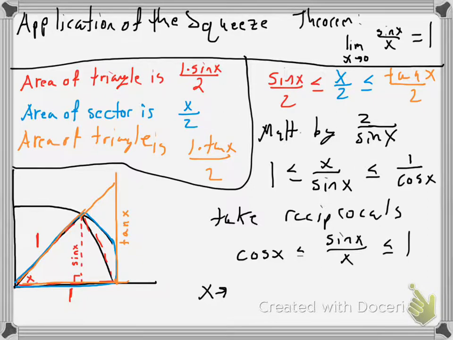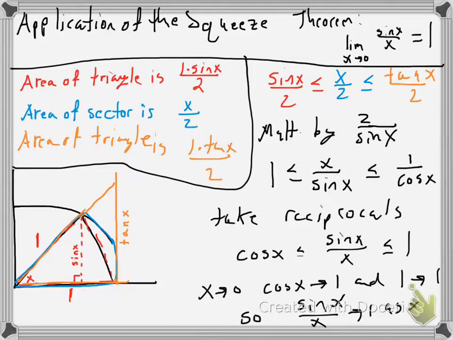And so as x goes to 0, cosine is going to go to 1. The constant 1 as we go to 0 is just going to be 1. And the sine of x over x is going to be sandwiched in between the cosine x and the 1. So it doesn't have anywhere else to go. It's going to have to be squeezed in there. Now, I said x is positive, but the limit we should be going for both directions.